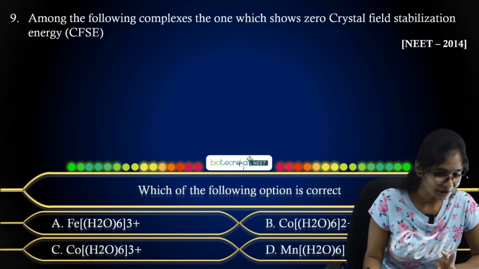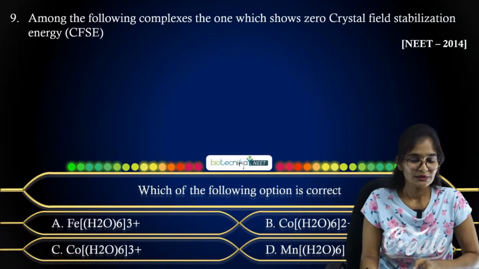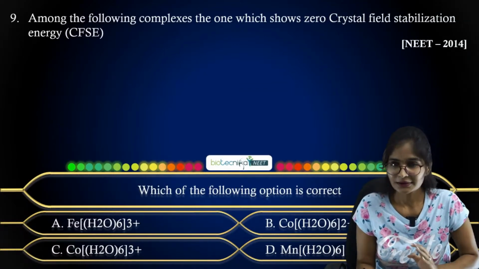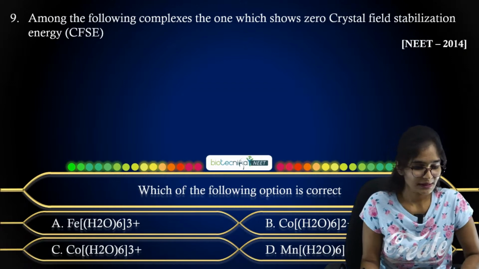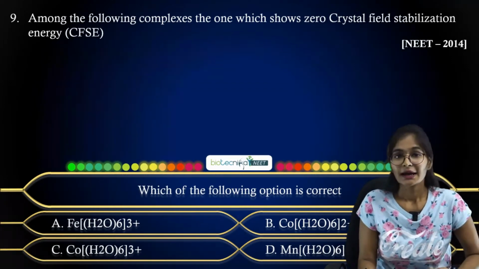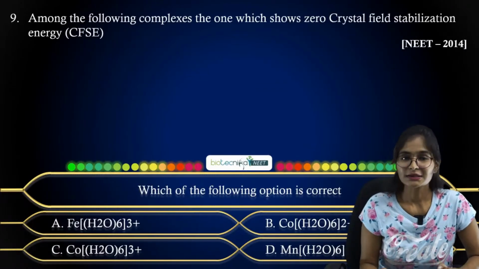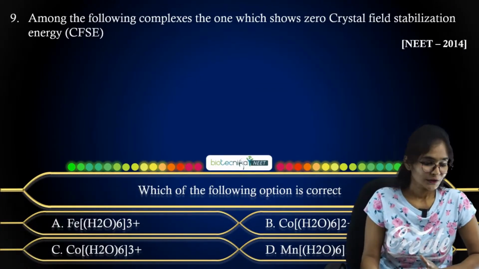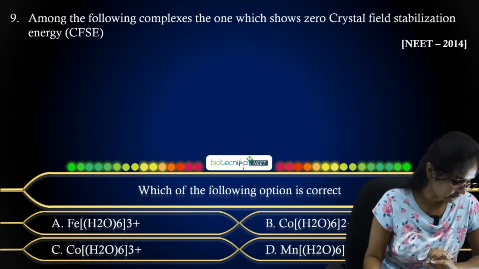So the options they have given are A, Fe(H2O)6 3+, and B where they have given the cobalt complex Co(H2O)6 2+, and again option C where they have given the cobalt complex Co(H2O)6 3+, and option D where you have the manganese complex Mn(H2O)6 3+. Okay, so what answer can you give for this question?